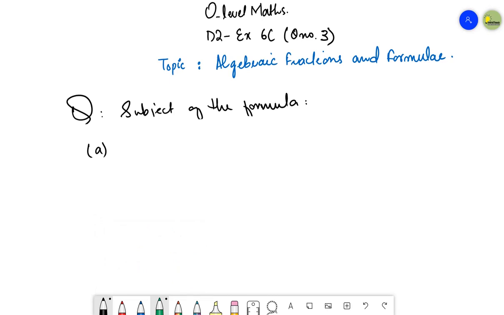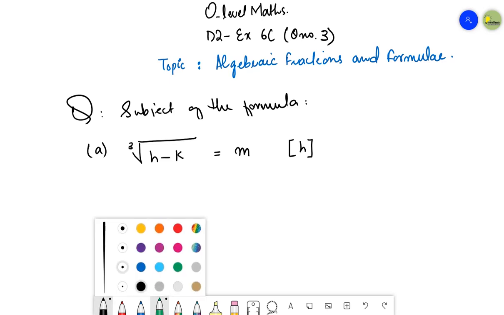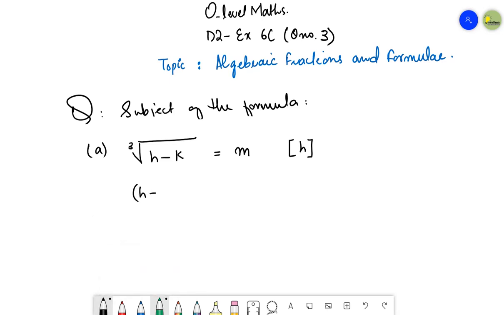In part A, I have given the cube root of h minus k equals m, and you have to make h the subject of the formula. Okay, so in this equation, first of all, see that h minus k is present inside the cube root. Why is it a cube root? Because it has a value 3 on it. So it is a cube root. It means I can also write it like this: h minus k having a power of 1 upon 3.